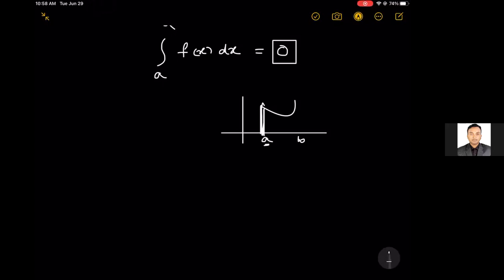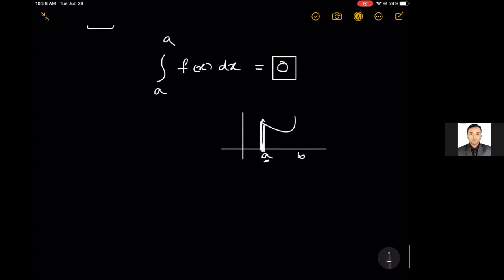You're not going anywhere. You are actually standing at the very same place. How can you get an area for that? Right? So it actually gives you 0.